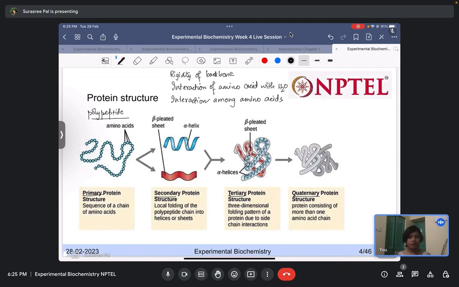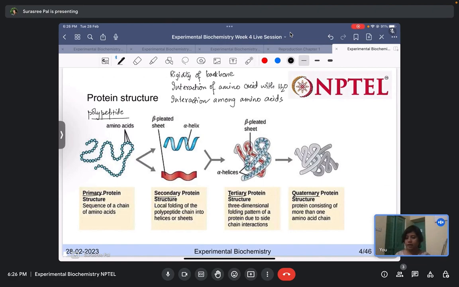Now the secondary structure of protein: when this string of amino acids takes up local folding into either a helix or a beta sheet or turns.